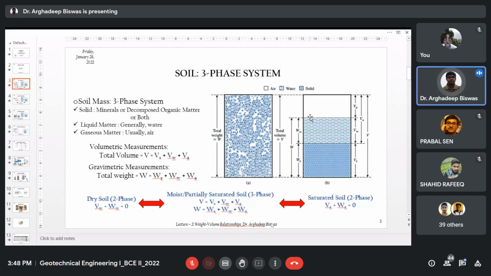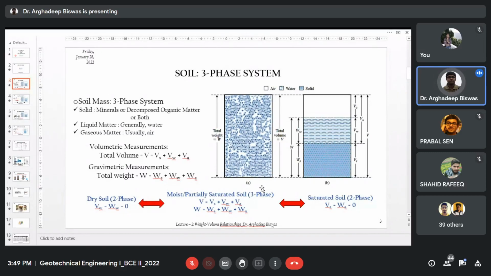Now, the thing is that if the soil is completely dry, that means this water part will not be there, and the entire void volume will be filled up with air. Now that is corresponding to this phase. So this three-phase system will turn into a two-phase system where the water volume will be equal to 0. So dry soil actually represents the two-phase system of the soil, because in that dry state the water volume or water mass turns into 0, or it is completely dry, right?